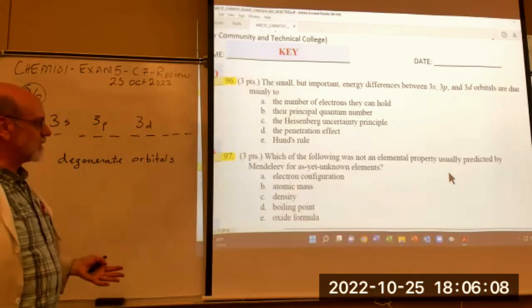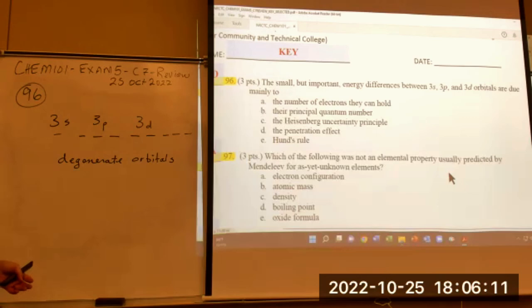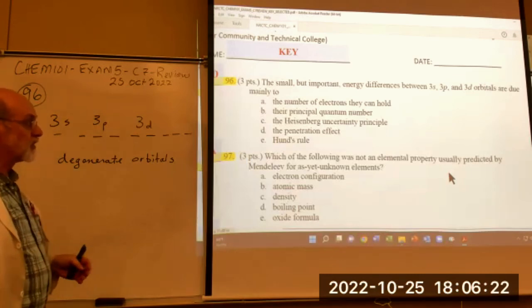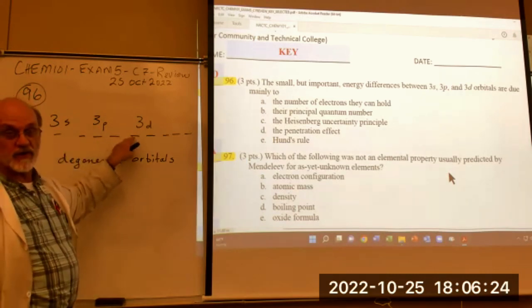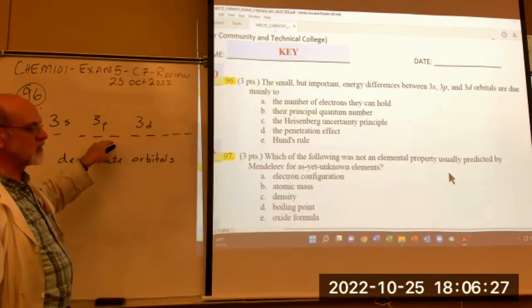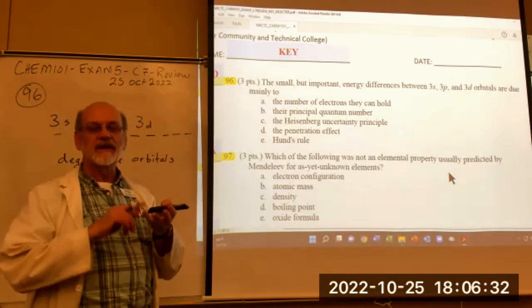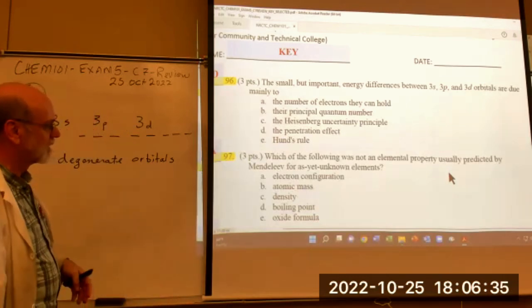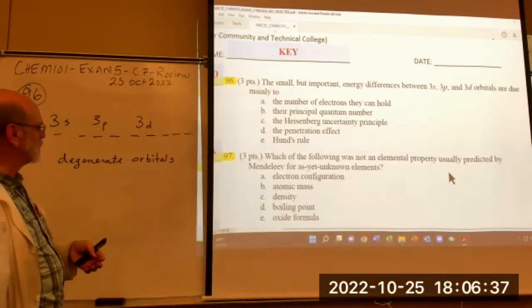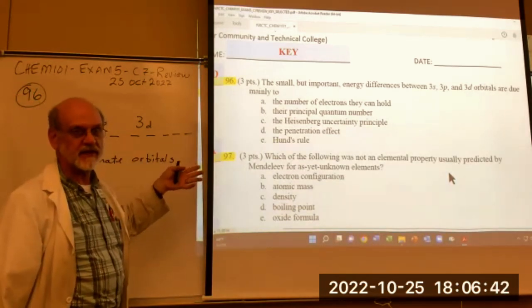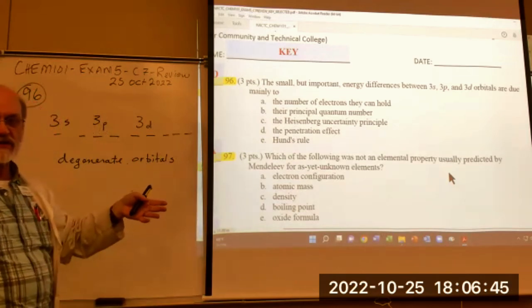Okay, why is that? Small but important energy differences between these orbitals are due mainly to what? The number of electrons they hold? No. Their principal quantum number? That can't be it because they're all the same. The Heisenberg uncertainty principle? No, that doesn't speak to energy, it speaks to position and velocity or momentum. Hund's rule just says what order you put them in. Right? Doesn't say anything about energy. How about the penetration effect?